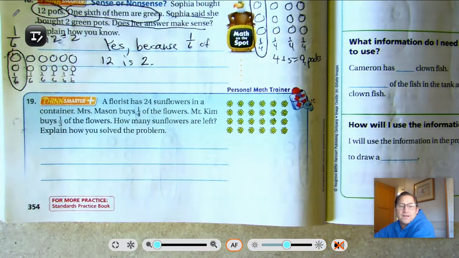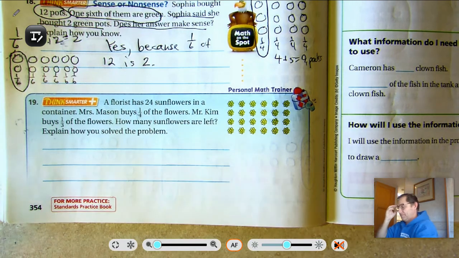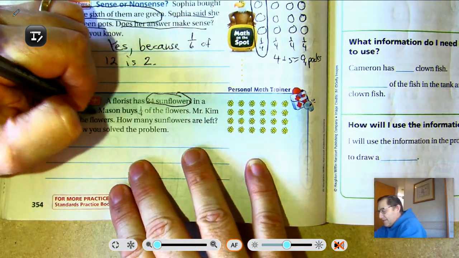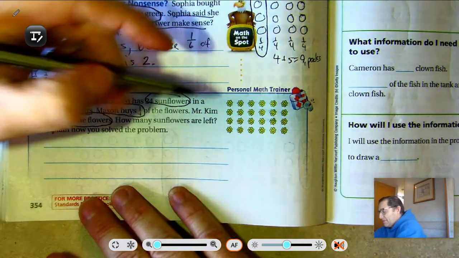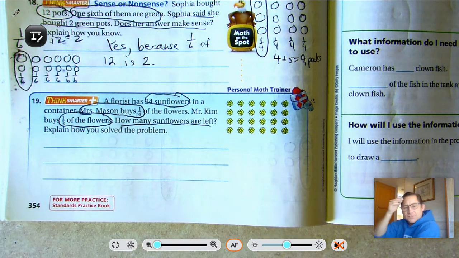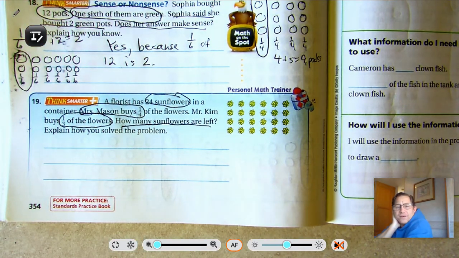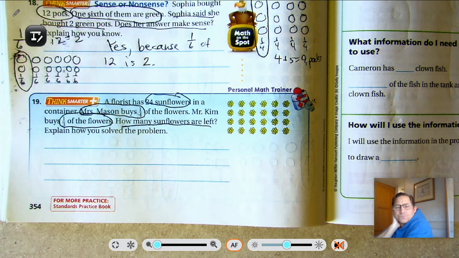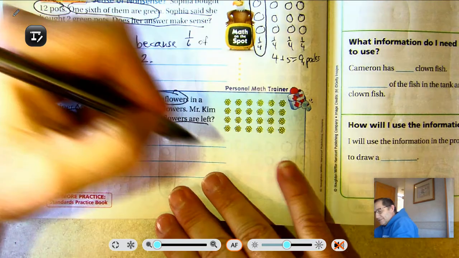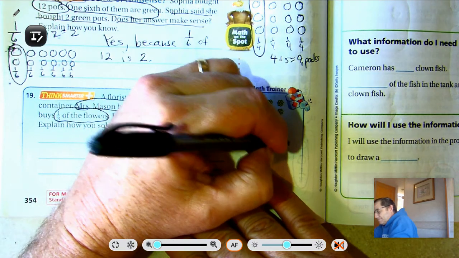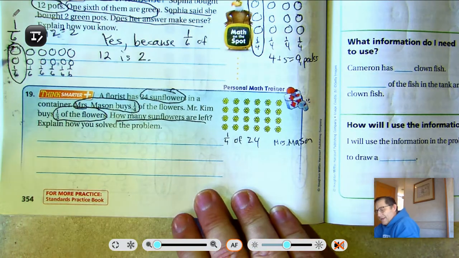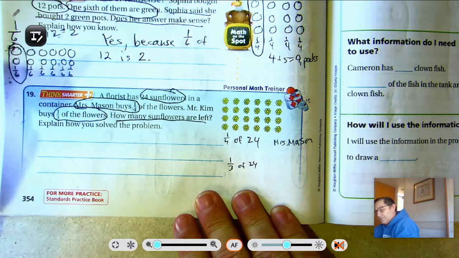And 19. A florist has 24 flowers in a container. All right, 24 sunflowers in a container. Mrs. Mason buys 1/4 of the flowers. Mr. Kim buys 1/3 of the flowers. How many sunflowers are left? All right, so 1/4 of the flowers. All right, so let's look at that. So 1/4 of 24 for Mrs. Mason, and 1/3 of 24 for Mr. Kim.